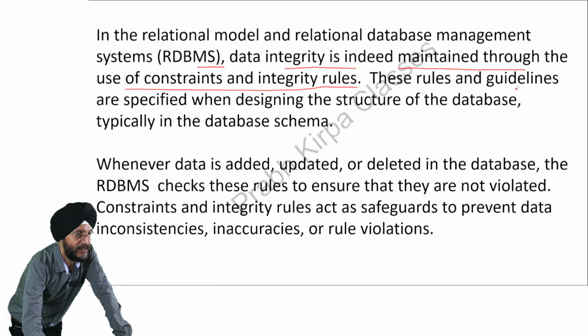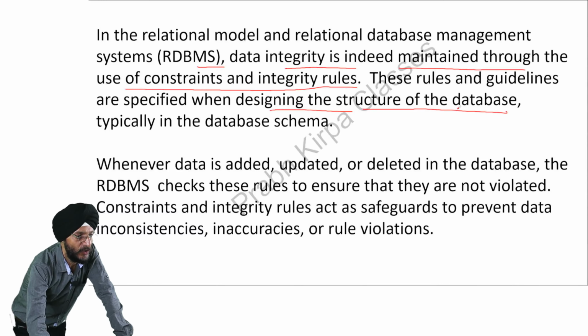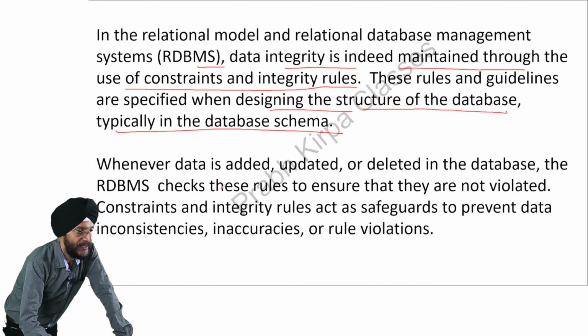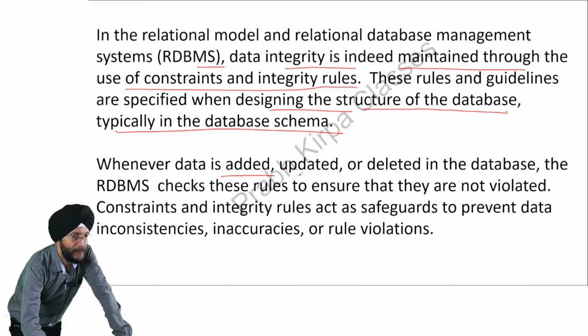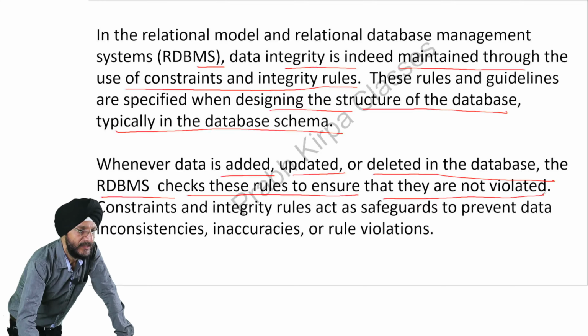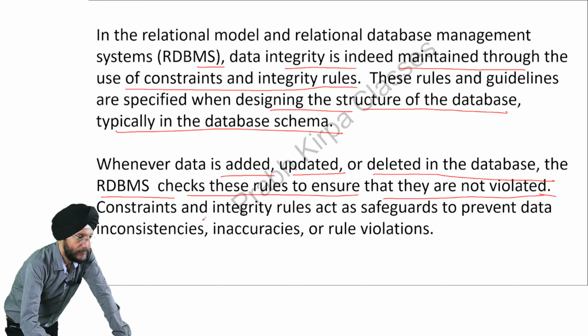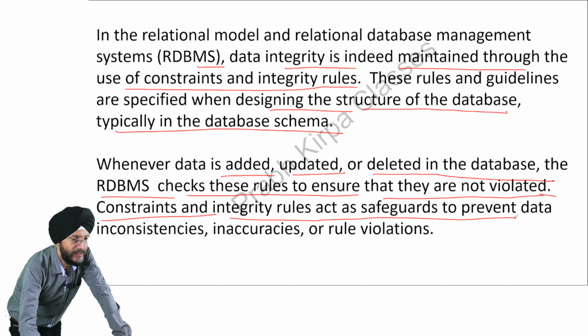These rules and guidelines are specified when designing the structure of the database, typically in the database schema. Whenever data is added, updated, or deleted in the database, the RDBMS checks these rules to ensure that they are not violated. Constraints and integrity rules act as safeguards to prevent inconsistencies, inaccuracies, or rule violations.